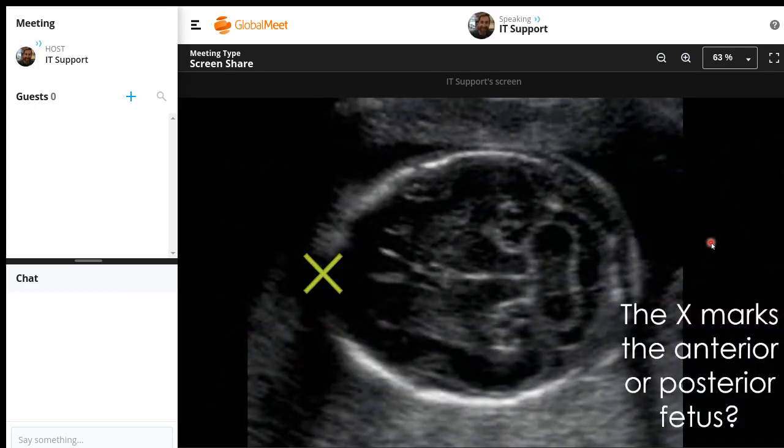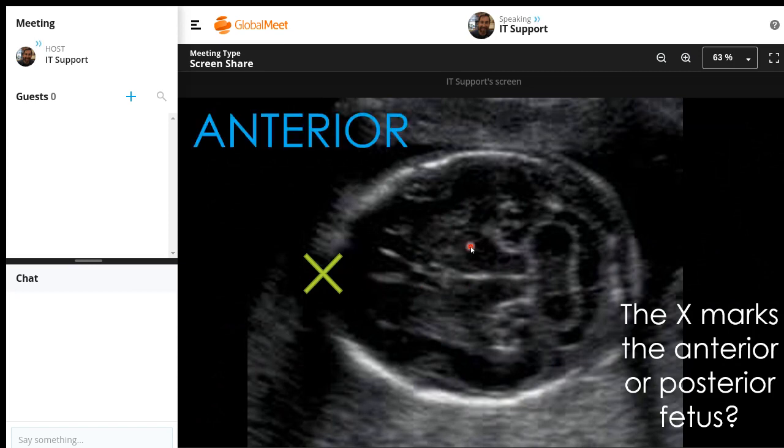The X marks the anterior posterior fetus. So let's talk about the thalamus again. We can't really see the choroid plexus, so we know we're a little bit lower. We can see the thalamus, so that point of the triangle is pointed this way, and the base pointed this way. We know the base is the anterior, so this is anterior. And also we know that the cerebellum is posterior, so this is a good indicator as well that we're not posterior, but we're anterior.